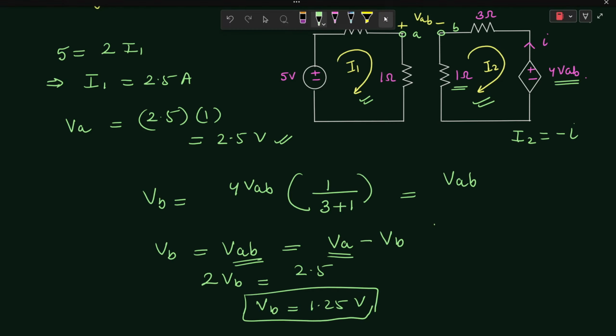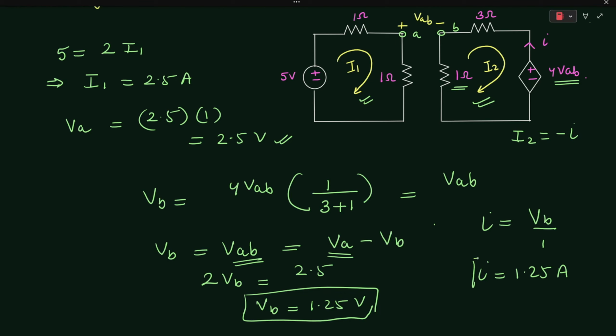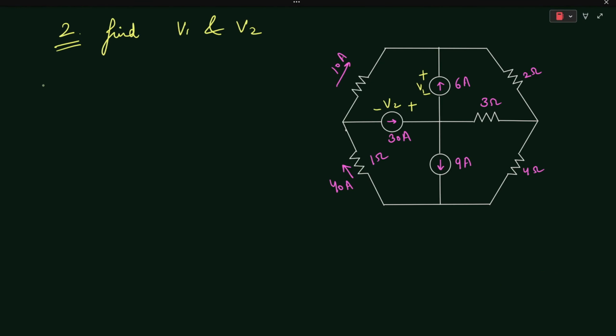The value of the current I, which is flowing through this 1 ohm resistor, using Ohm's law, will be equal to VB upon 1, so I will be equal to 1.25 amperes. I hope it is clear how we are solving this problem. Now let's solve the second problem.